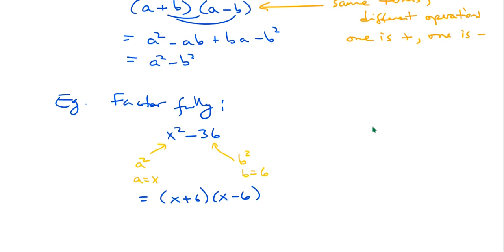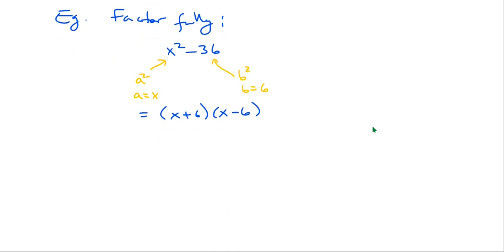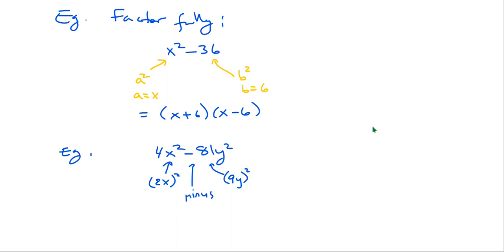And so we can do more complicated expressions. So let's go and get another one. So let's get 4x squared minus 81y squared. Okay, we're going to factor fully. So we recognize that it's a difference of squares because the 4x squared can be written as something squared. That would be 2x all squared. It's 4x squared. The 81y squared can also be written as something all squared. That would be 9y all squared. So they are both perfect squares, and there is a minus in between. So that tells us it's a difference of squares.